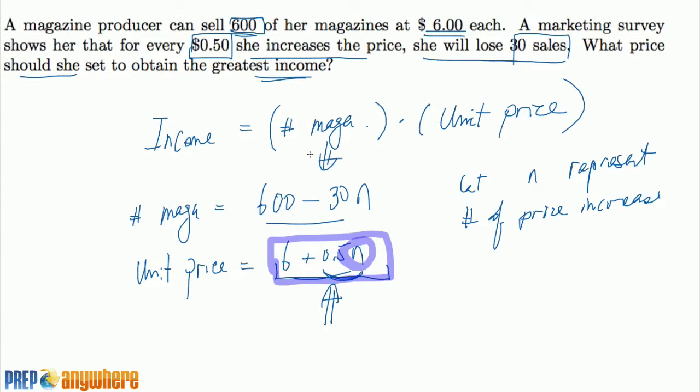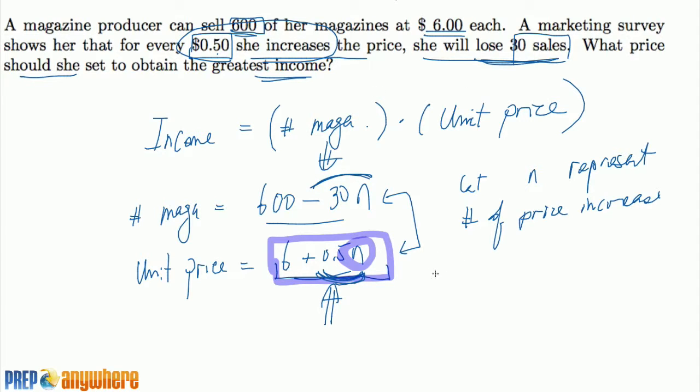So this is your new price. I don't know what n is yet. Finding n will determine what the new number of magazines and the new price will be, but this is how we express it when we don't know yet. And they have to match up like this, right? Every 50 cents she increases, plus 0.5, she loses 30 sales, minus 30n.